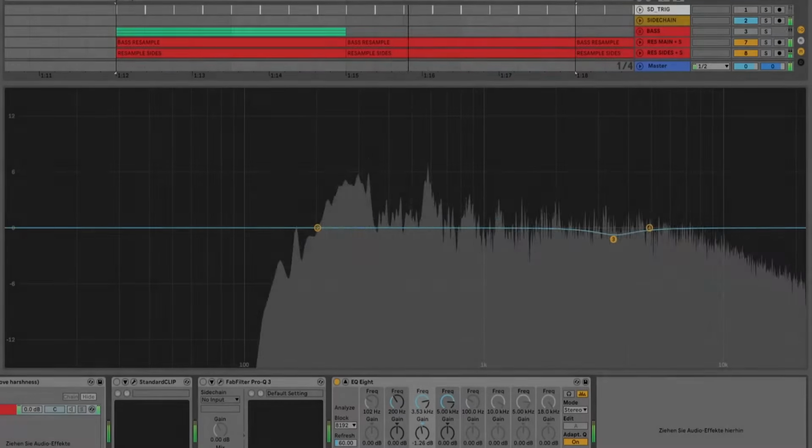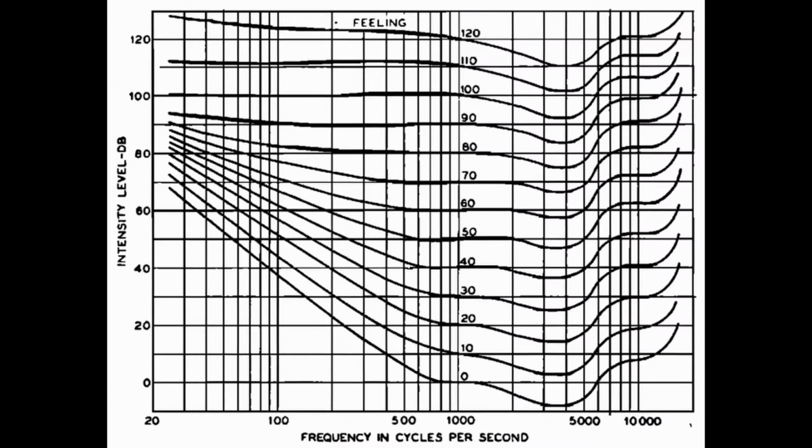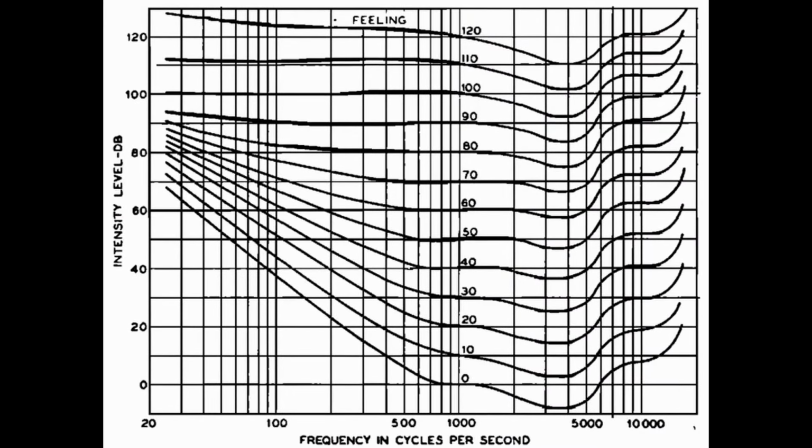Distortion can provide you with very sharp sounds which you might need to attenuate. It's important to have some knowledge about the Fletcher-Munson curves in this context. If you want to learn more, click on this video.